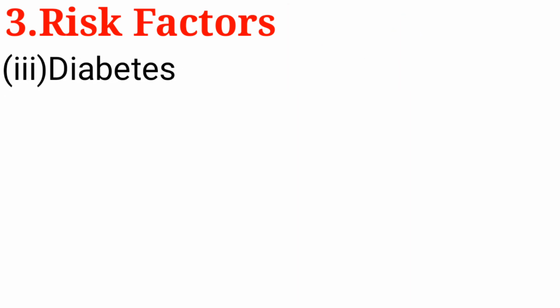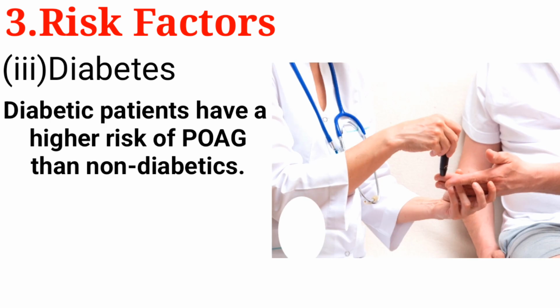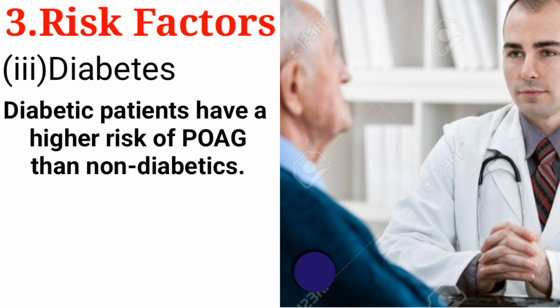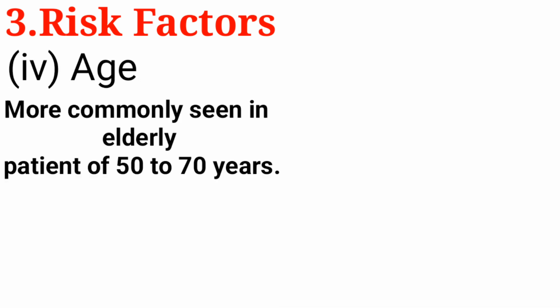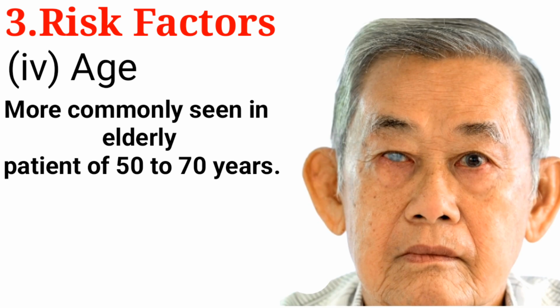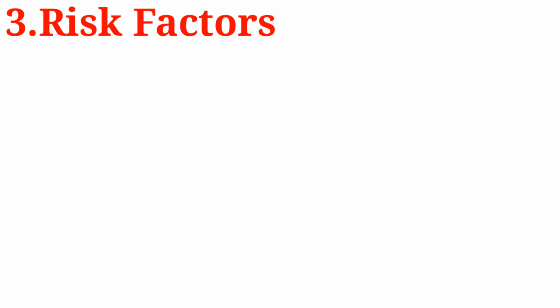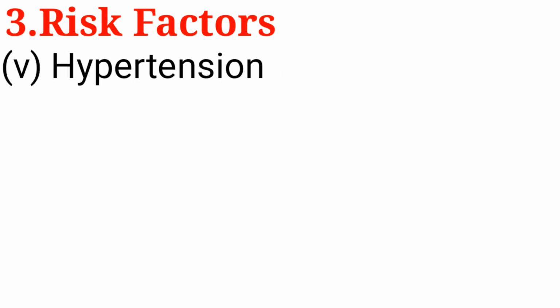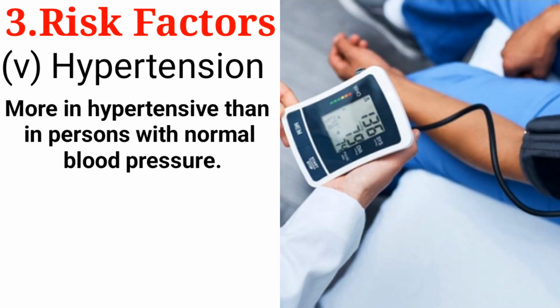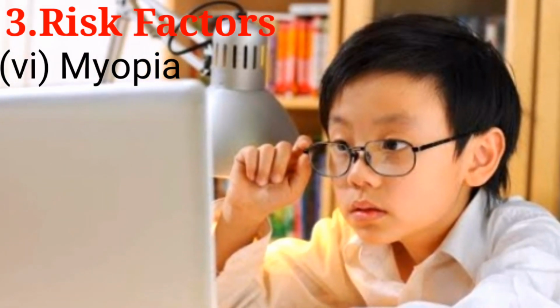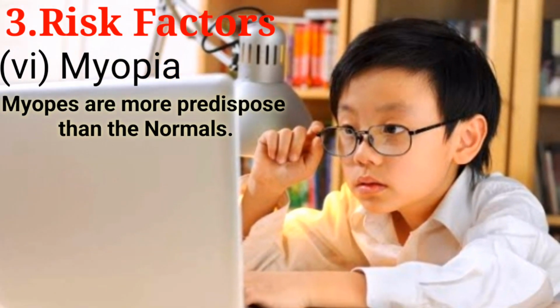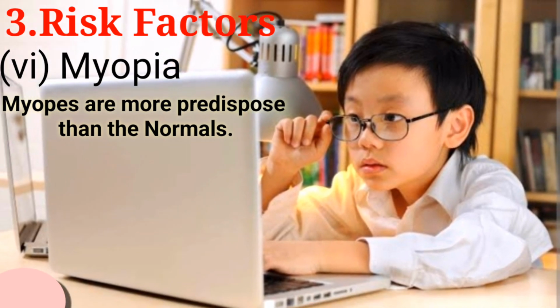Diabetes: it was found that diabetic patients have a higher risk of primary open angle glaucoma than non-diabetics. Age: primary open angle glaucoma is more commonly seen in elderly patients of 50 to 70 years. Hypertension: likewise, risk of primary open angle glaucoma is more in hypertensive patients than in persons with normal blood pressure. So also myopes are more predisposed to primary open angle glaucoma than the normals.